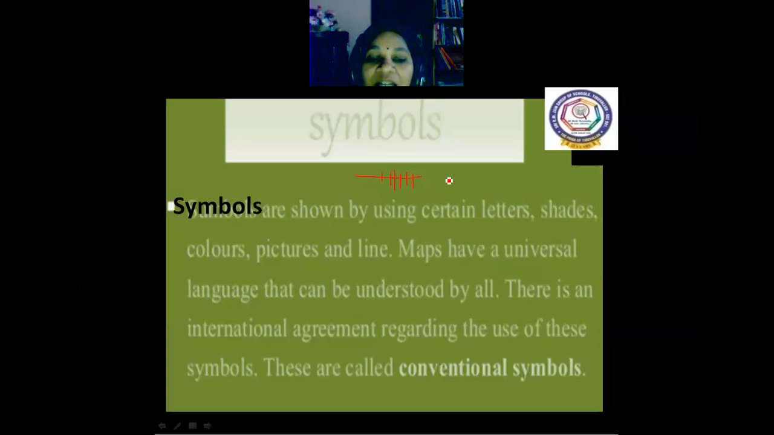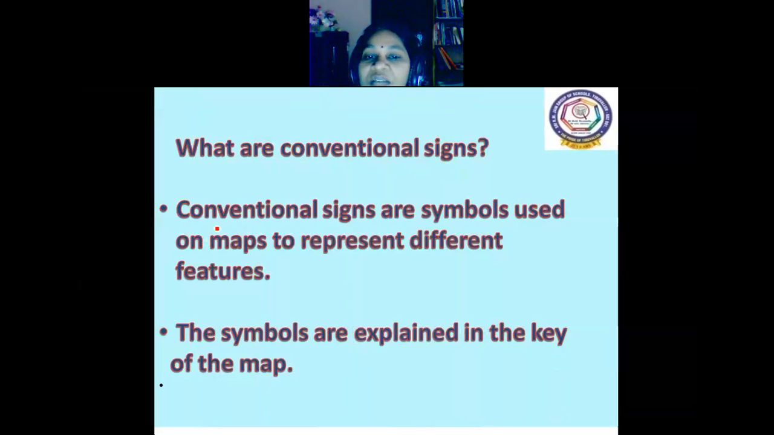There is an international agreement, meaning all the countries, regarding the use of these symbols. These are called conventional symbols. What are conventional signs? Conventional signs or symbols are used on maps to represent different features. The symbols are explained in the key on the map.